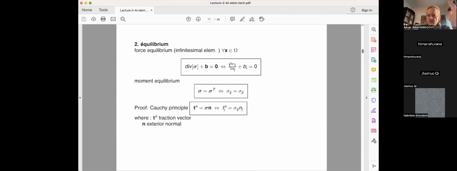So this sums up to sigma 1,1 derivative of x1 plus sigma 1,2 derivative of x2, sigma 1,3 derivative of x3 plus b1. And then you do the same for the second one and so on. So basically, this gives you a force equilibrium equation along the axes x1, x2, and x3. And then you have the moment equilibrium equation, which simply gives you the symmetry of the stress tensor. Basically, sigma ij is equal to sigma ji.